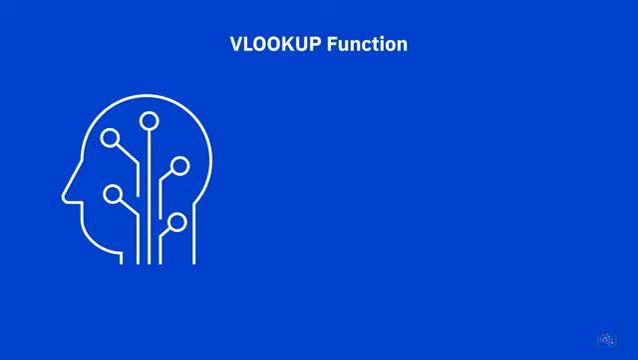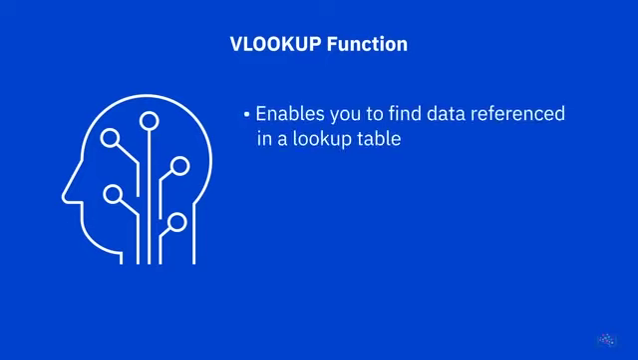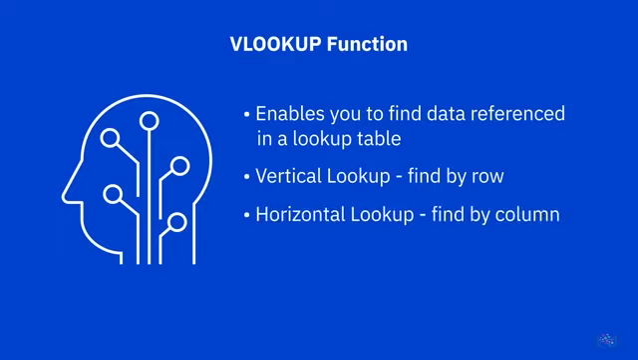VLOOKUP is one of the most commonly used reference type functions in Excel, and it enables you to find data referenced in a lookup table. It stands for vertical lookup, and therefore is a useful tool when you want to find something in a table or a range by row. Shortly, we will look at HLOOKUP, which stands for horizontal lookup, which looks for data by column instead.